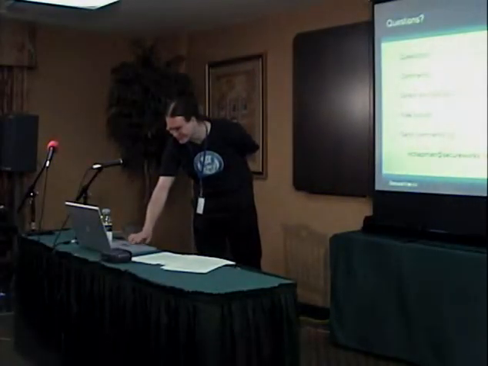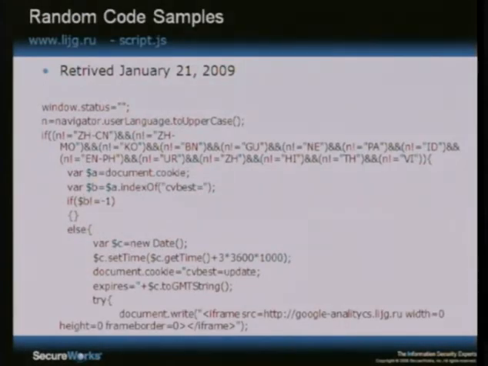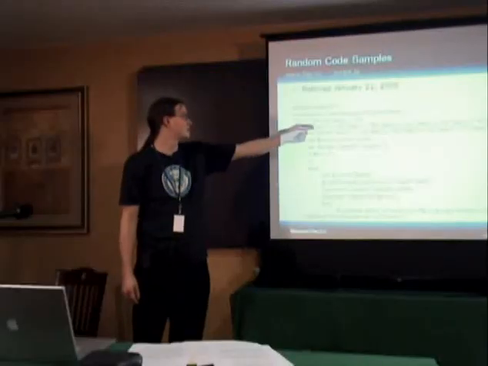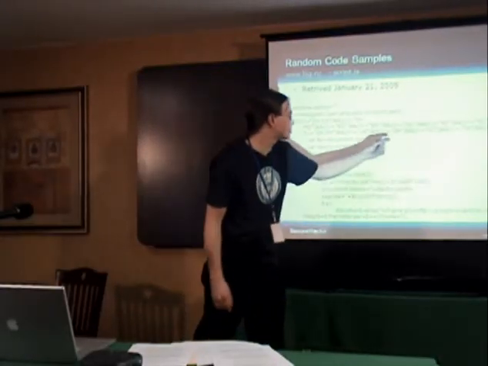I'll be around later. Here are some references. And if there are any other questions, I've got a few other code samples here. This is a relatively recent one from Asprox. It's just from January of this year, showing you some of the different kinds of encryption. The other neat thing here is they're looking for very specific character sets. So, like, no Chinese, I think that's Korean, and I'm not sure what some of these other ones are.